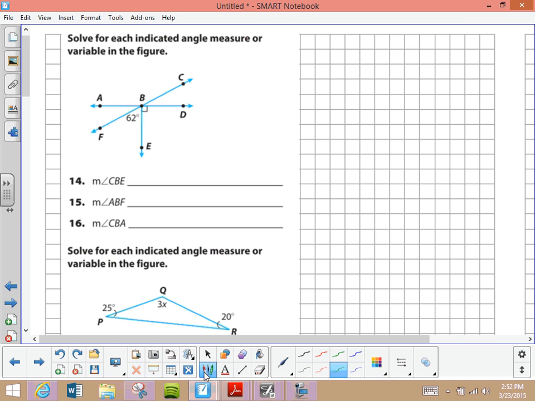Okay. So this is 90 as well. Why is that 90? This whole thing is 90. Why? Because it's congruent to this one, right? That one's 90 as well. So how does that help me?